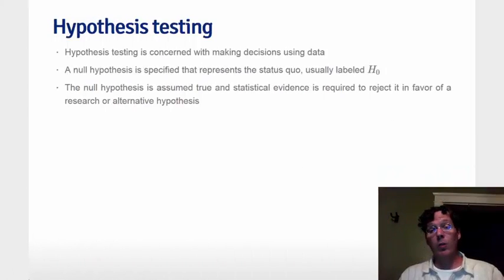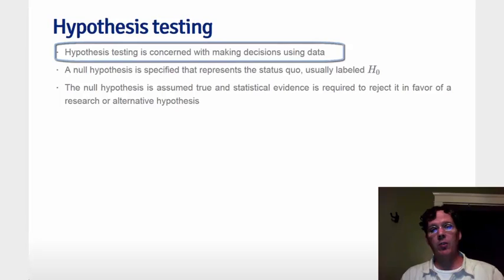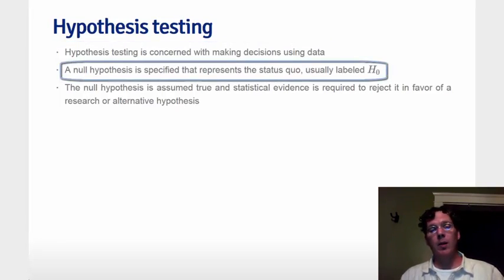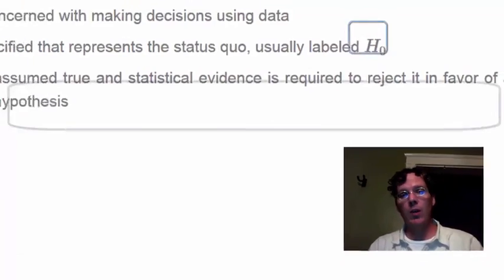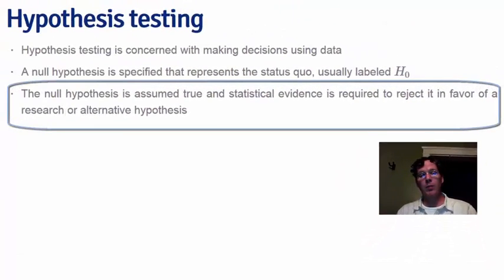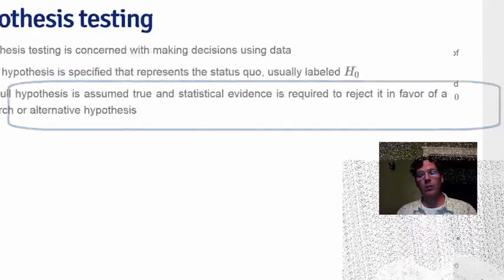Given our existing work on confidence intervals, hypothesis testing will be relatively easy to develop. Hypothesis testing is concerned with making decisions using data. Typically, hypothesis testing starts with a null hypothesis which is specified that represents the status quo. It's usually labeled H0, pronounced H-naught. The null hypothesis, H0, is assumed to be true, and statistical evidence is required to reject it in favor of an alternative or so-called research hypothesis.